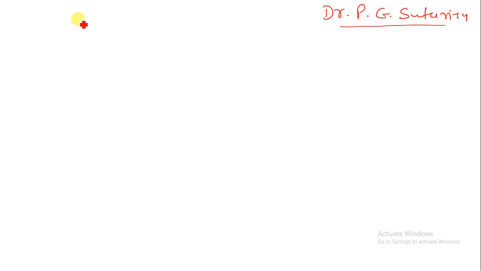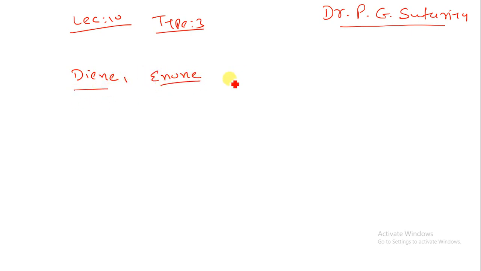So in the last lecture we completed type 2. In today's lecture we will complete type number 3 for the UV spectroscopy examples. So far we have studied the diene system, then the enone system. Now in today's lecture we will study the aromatic system.